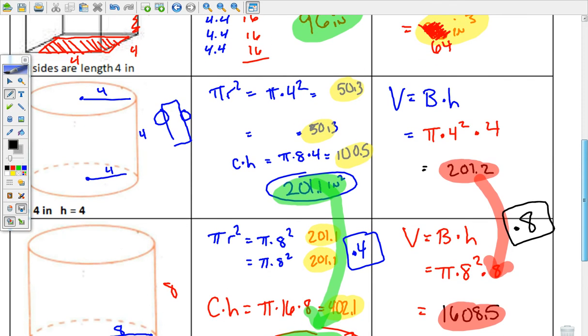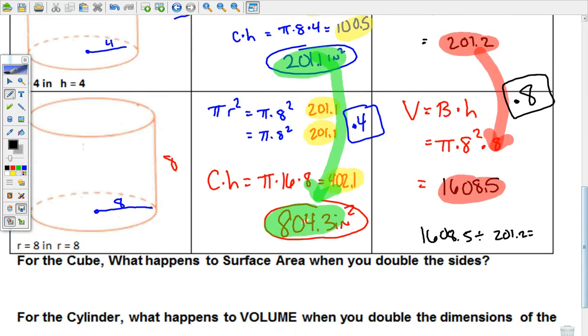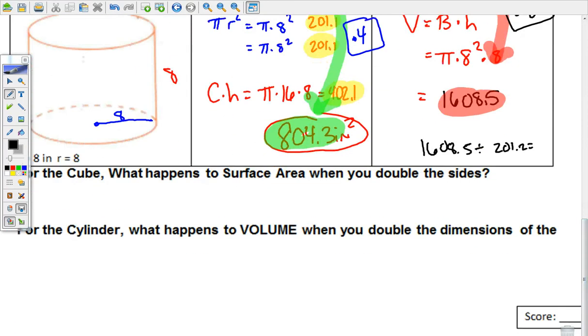For surface area, for prisms and cylinders, when we're doubling the dimensions of a cube, the surface area is actually just multiplied by about 4 times. So I want you to try to summarize your findings right here. For a cube, what happens when you double the surface area? And for a cylinder, what happens when you double the dimensions of the volume there?